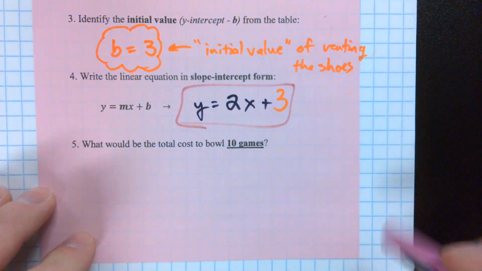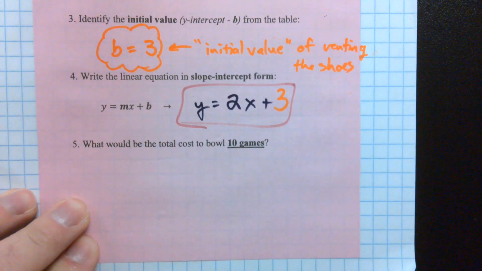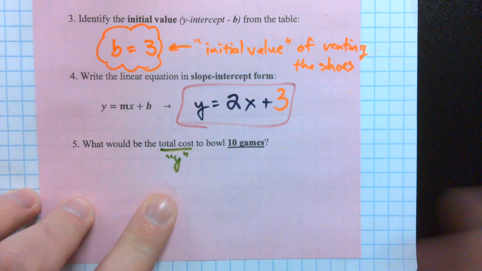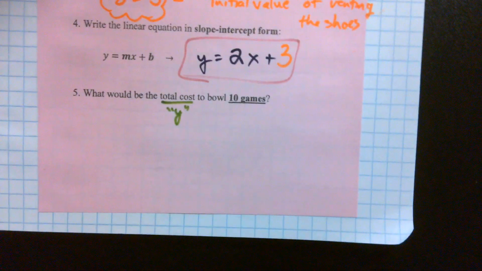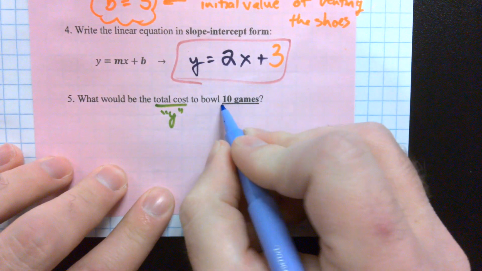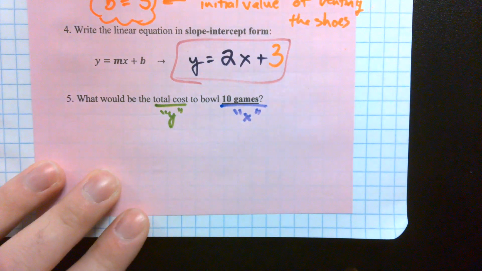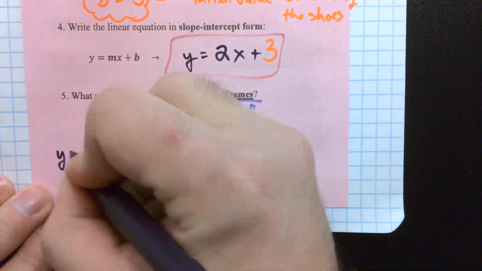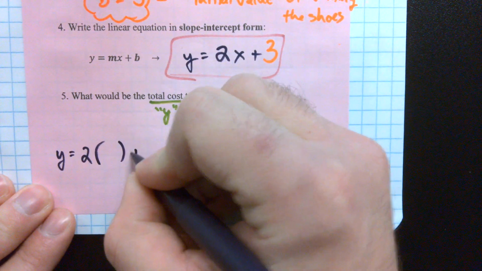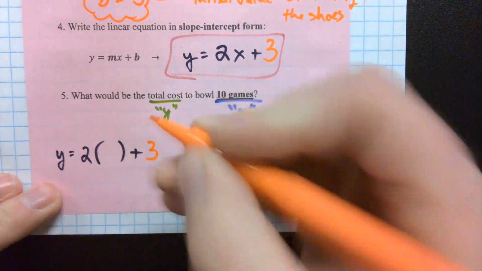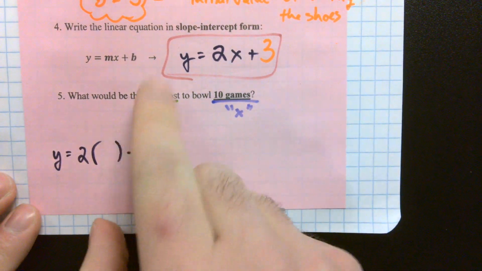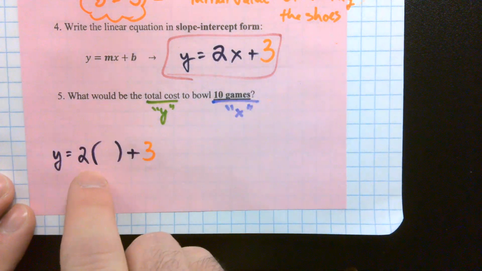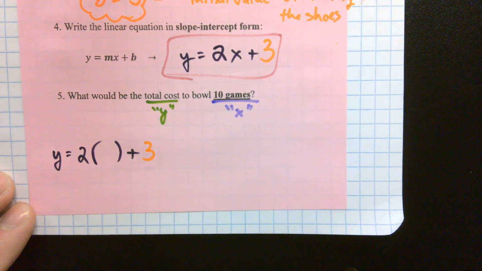That's what we're going to do in number 5. What would be the total cost? Total cost is y. Total cost to bowl 10 games. Well, x represents the number of games, so 10 games will be x. All we have to do to solve this is plug in that value for x. So we take our equation, y is equal to 2x plus 3. We substitute out the x. What number should we put in those parentheses? 10.